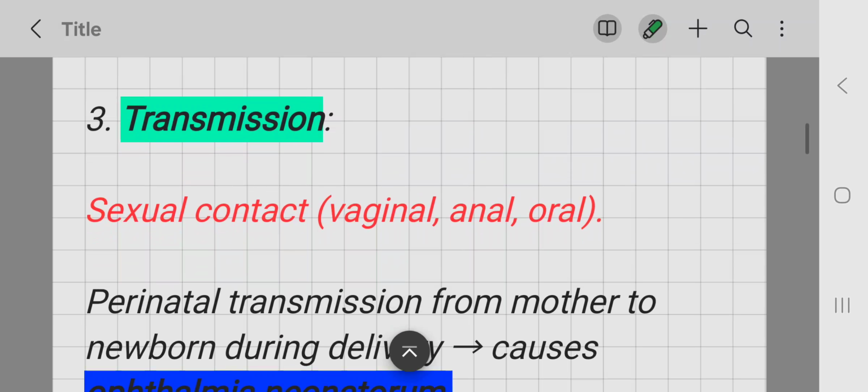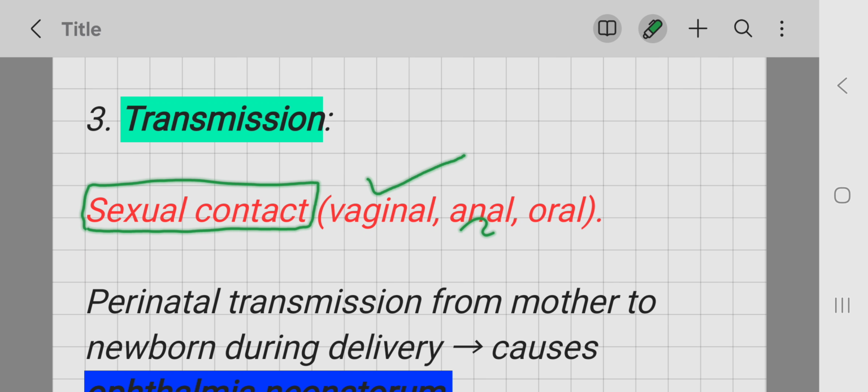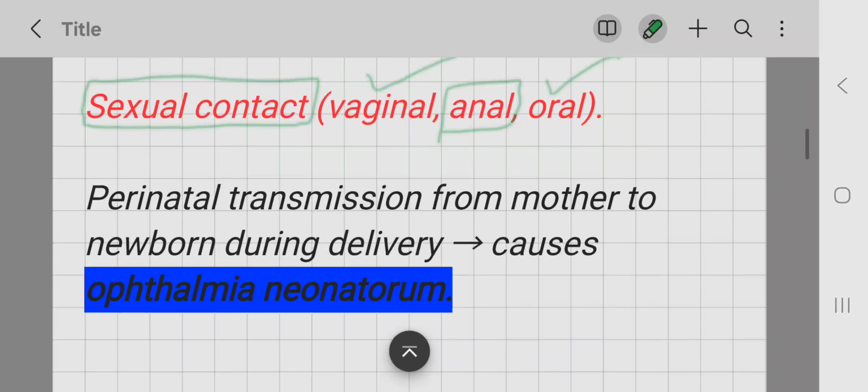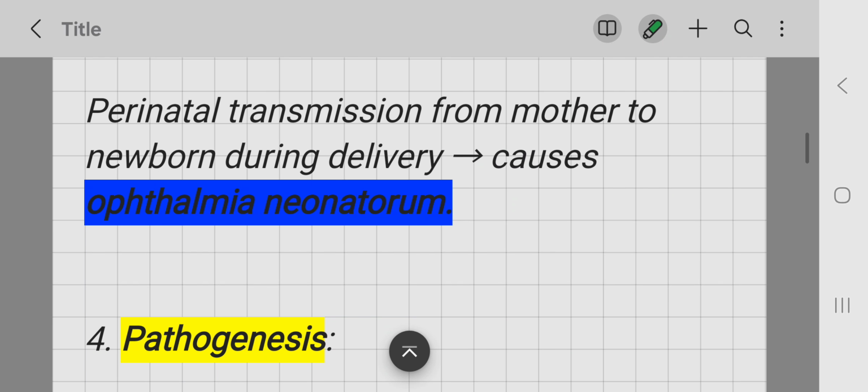How is it transmitted? It transmits through sexual contact, either vaginal, anal, or oral. Perinatal transmission can occur from mother to newborn during delivery, leading to ophthalmia neonatorum. This is the infection of newborn eyes.